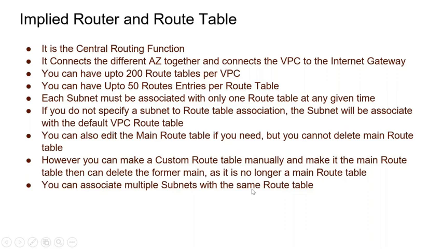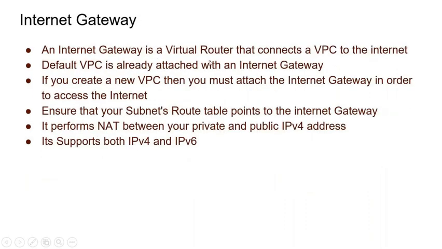What is an internet gateway? An internet gateway is a virtual router that connects a VPC to the internet. The default VPC is already attached with an internet gateway. If you create a new VPC, then you must attach the internet gateway in order to access the internet. Ensure that your subnet's route table points to the internet gateway. It performs NAT between your private and public address.